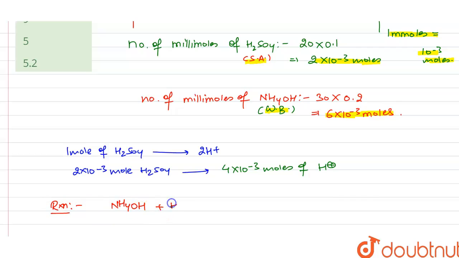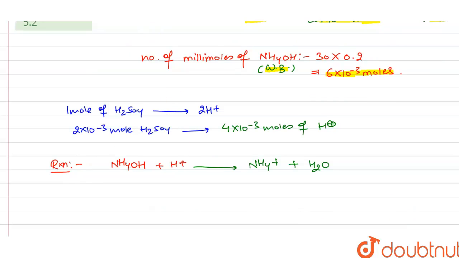NH4OH reacts with the H plus given by the acid and forms NH4 plus and H2O. Initially we have 6 millimoles of NH4OH and 4 millimoles of H plus, and initially we have no NH4 plus and water. But when the 4 millimoles react with the 6 millimoles of NH4OH, 2 will remain, H plus will be 0, NH4 plus will be 4, and water will be 4.